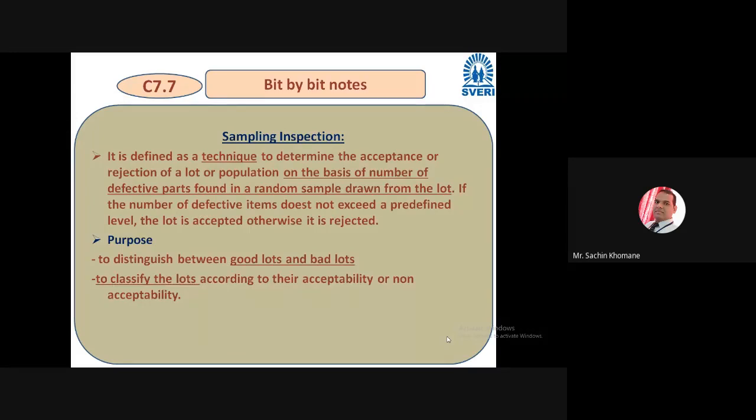Then another purpose is to classify the lots according to their acceptability or non-acceptability. Same thing. Suppose you got 5 lots today. You have taken 20 samples from each and you have checked them. Out of 5, you got 3 lots very good, and the remaining 2 lots are bad, as you have done acceptance sampling and the limit exceeds the predetermined level. So that classification you can make.